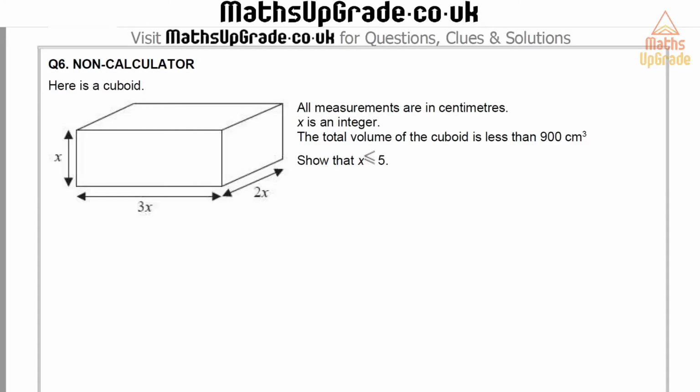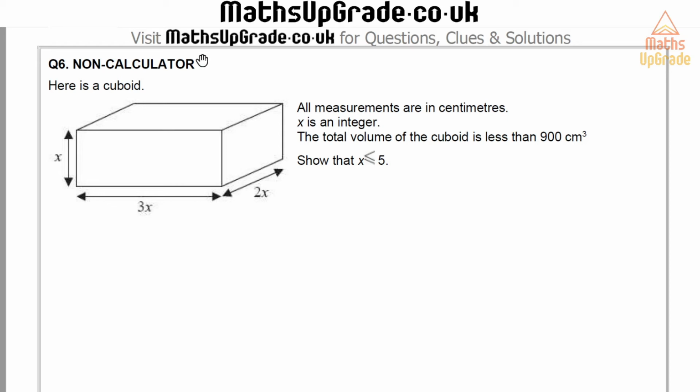So in question 6, I'm given a cuboid. I'm just given the dimensions as algebraic terms. Okay, I'm told that all the measurements are in centimeters. I'm told that x is a whole number. I'm told that the total volume of the cuboid is less than 900 centimeters cubed. I need to show that x is less than or equal to 5. So in essence here, I need to form and solve an inequality. It will actually be a quadratic inequality, but you don't actually need knowledge of quadratics to solve this question.